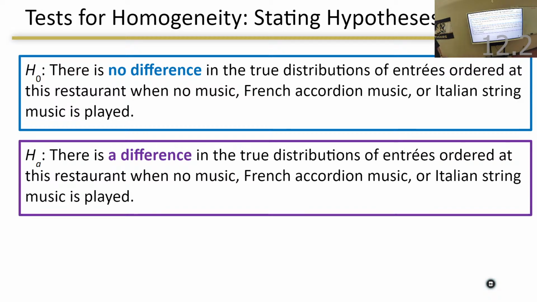And then Ha is, there is a difference. And again, I don't think you have to repeat the entire thing. Ha is the same, except there is a difference. Or I think you're okay with just saying there is a difference. You don't have to write the exact same thing twice. Any questions about that one?